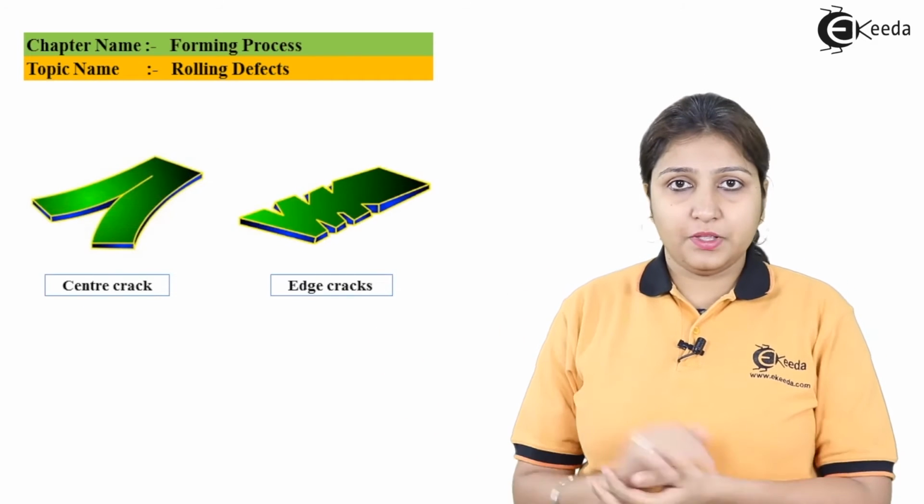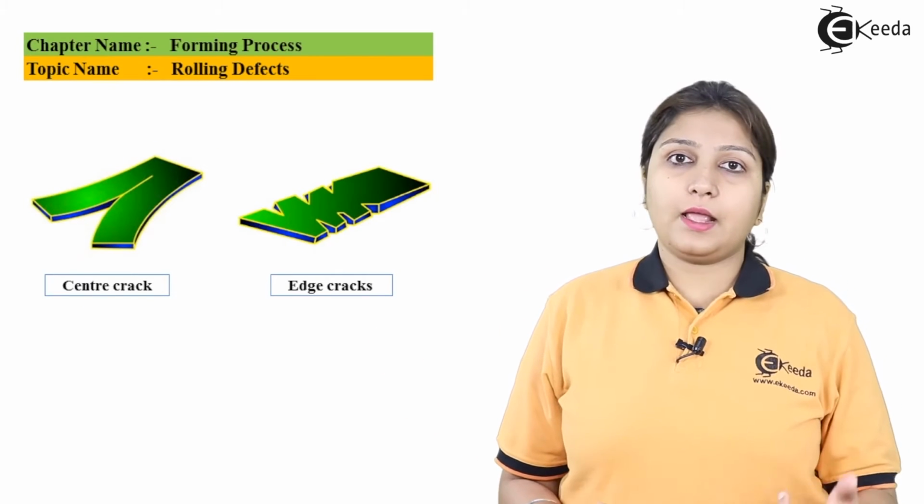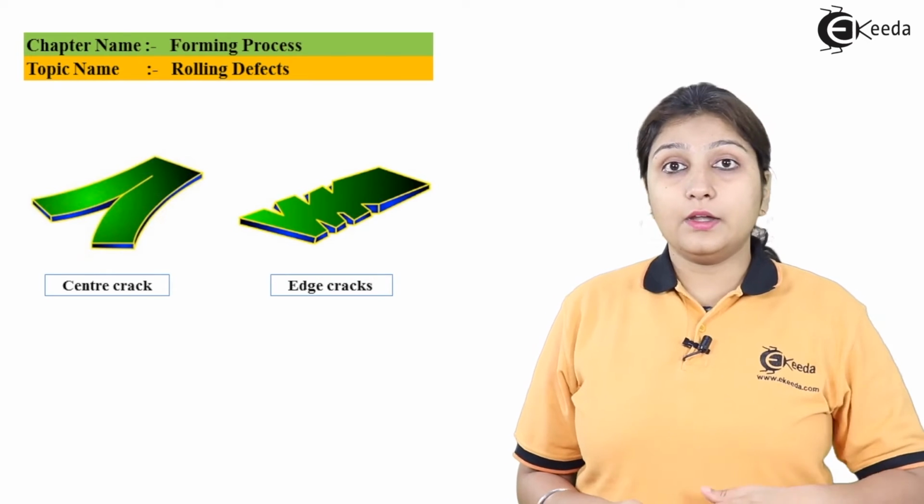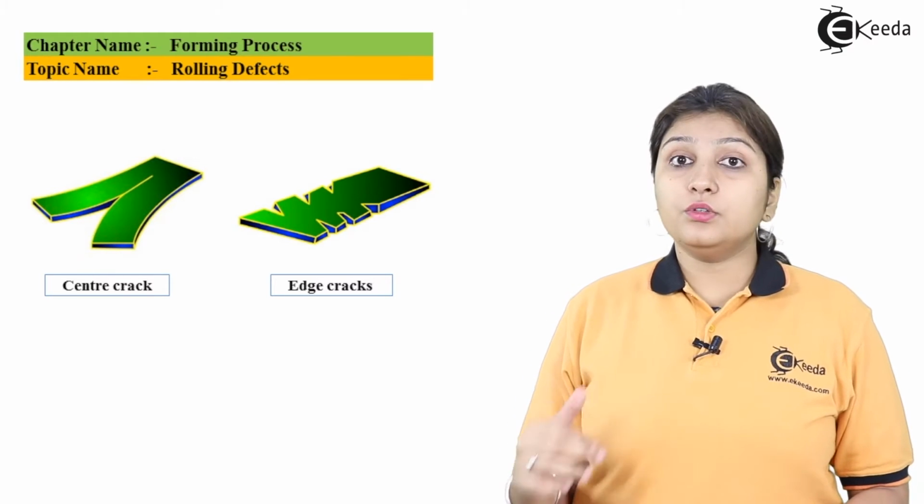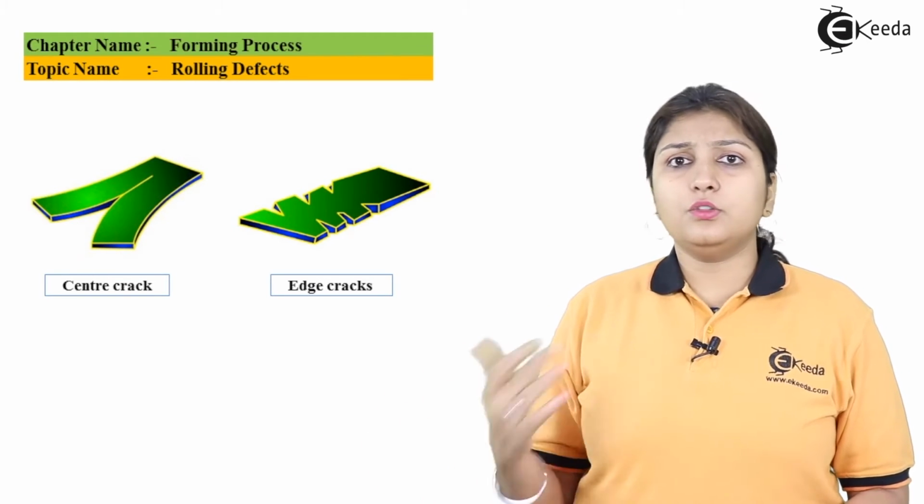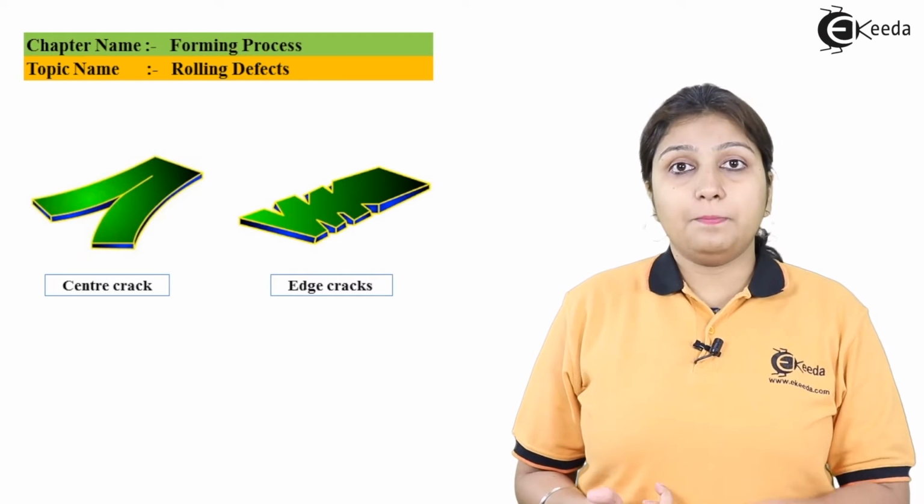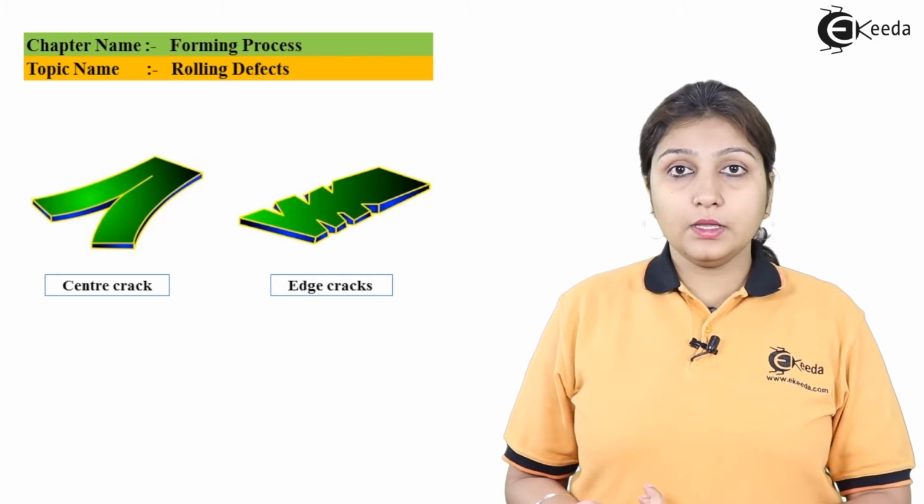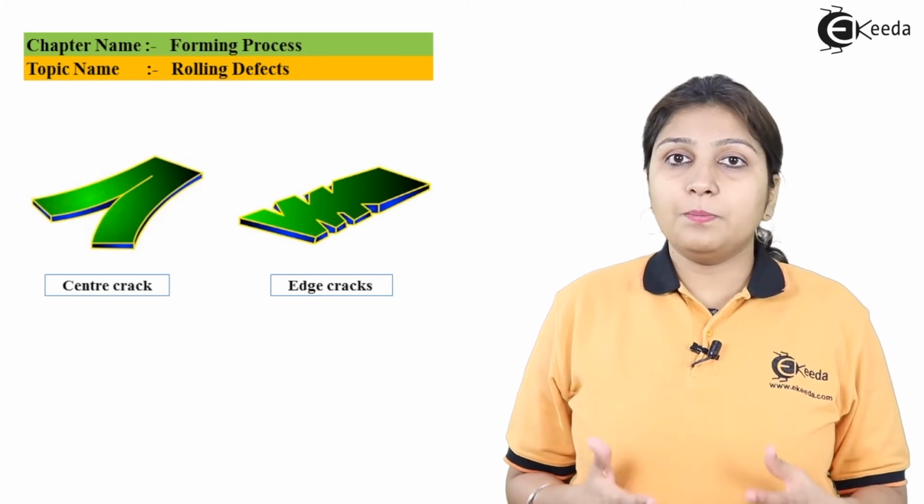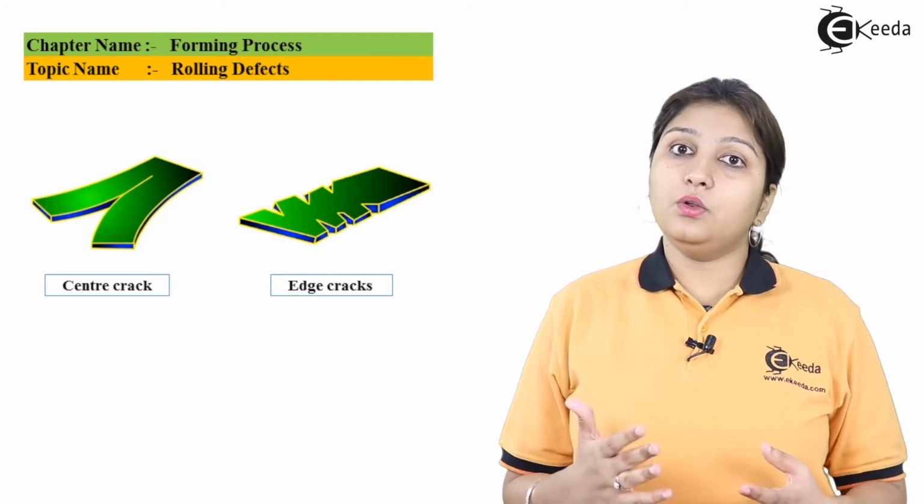Also, now you can see in the presentation there is a center crack part. It occurs again due to improper pressure, and also there is edge cracking. It also occurs due to improper pressure. So as I want to say, pressure plays a very important role in rolling, as well as feeding, how your material is fed between your rollers.